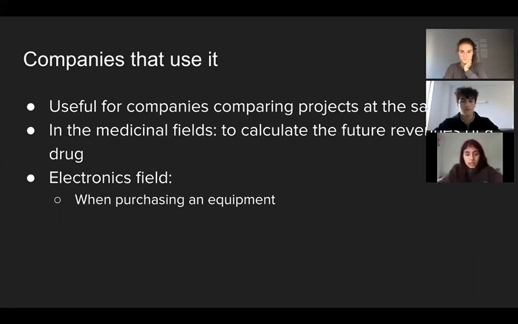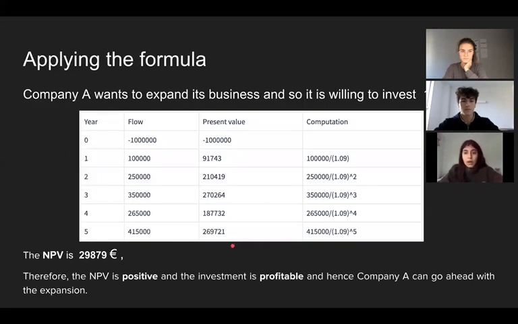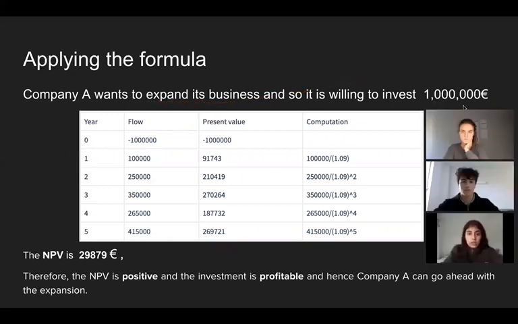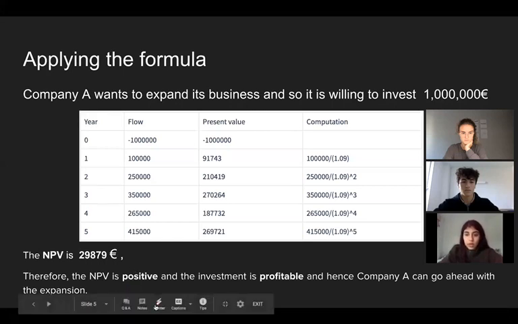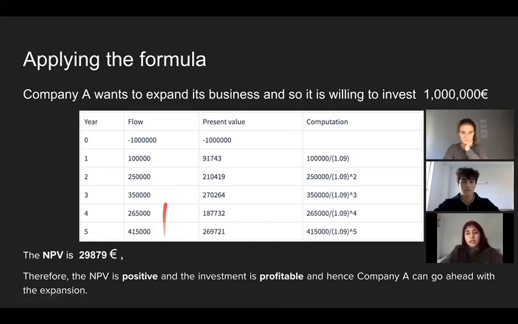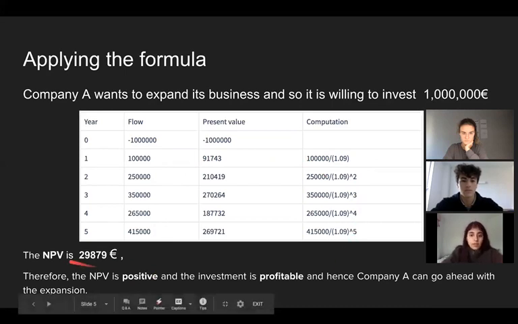So let's take the example of company A. Company A wants to expand its business and is willing to invest €1 million. For each year, the net inflow we can see in the table of values: €100,000, €250,000, and so on. To actually calculate it, it's the initial investment over the discount rate plus 1, raised to the power of the number of time periods of future inflow. And the NPV in the end is positive, hence profitable. Therefore, company A would go ahead with the investment.